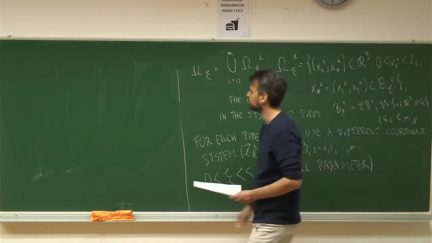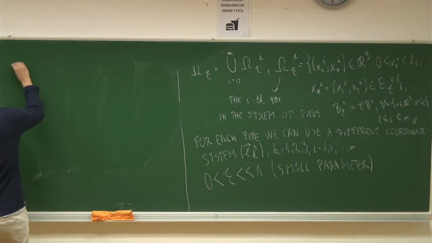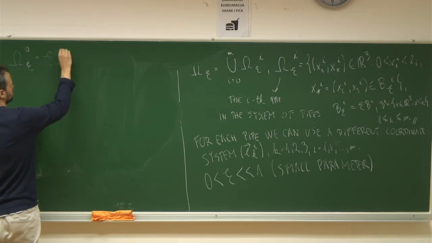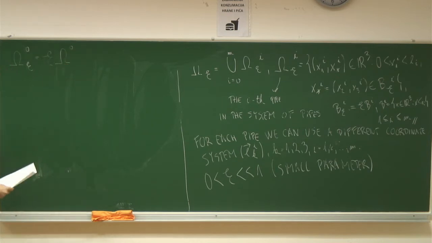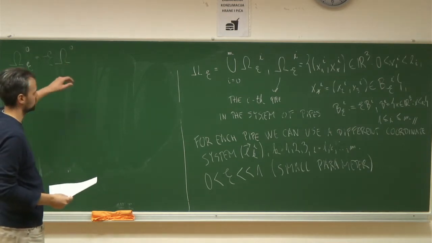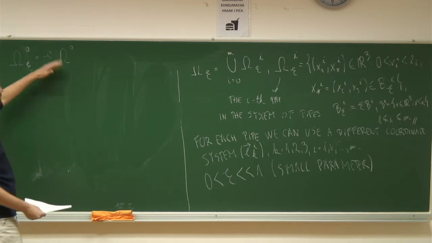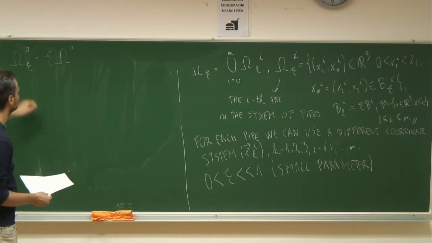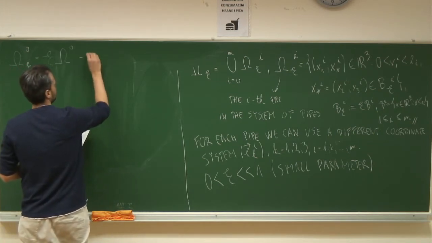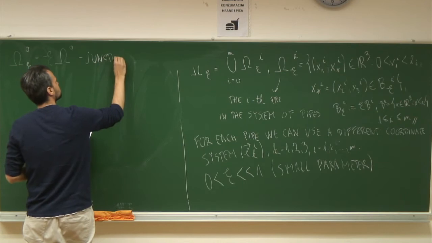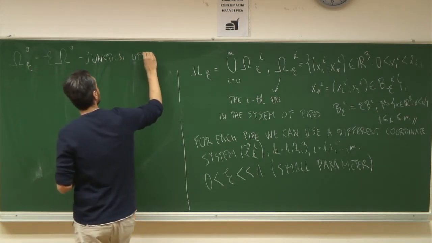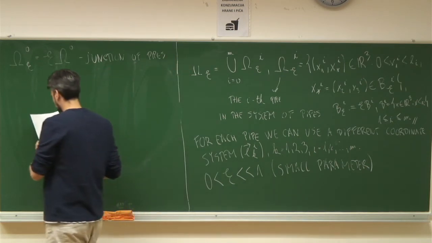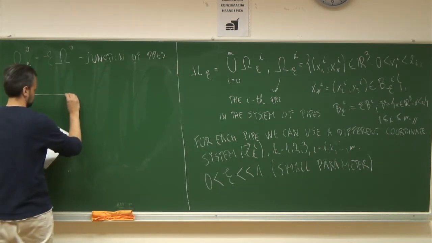And then you have the junction of pipes, omega epsilon 0, which is also of order epsilon. So it needs to be of order epsilon, where omega 0 is some bounded domain, and there are some other technical details which I won't go into. If you're interested, you can check the paper. So this is the junction of pipes. So your domain looks something like this, for example.